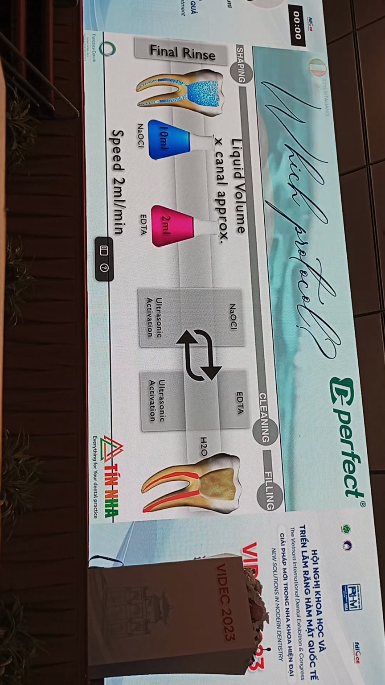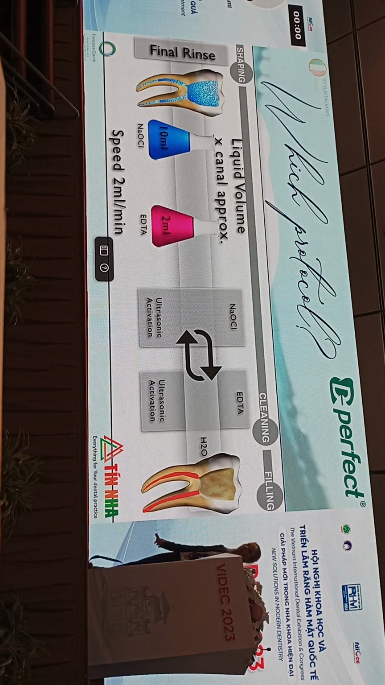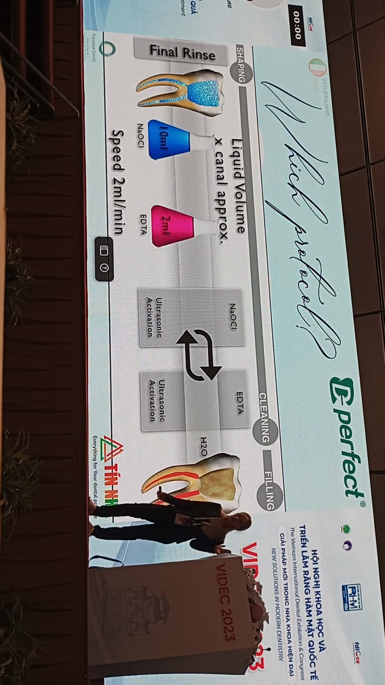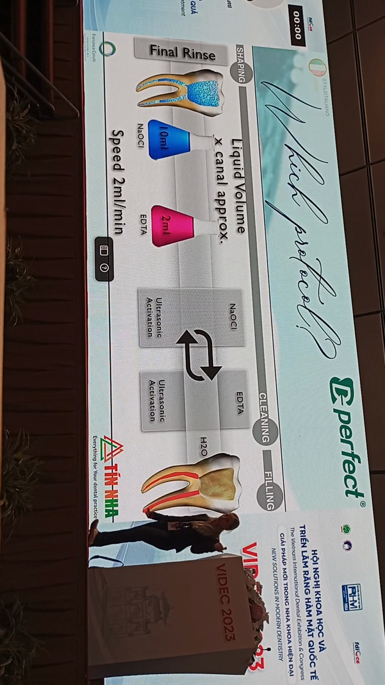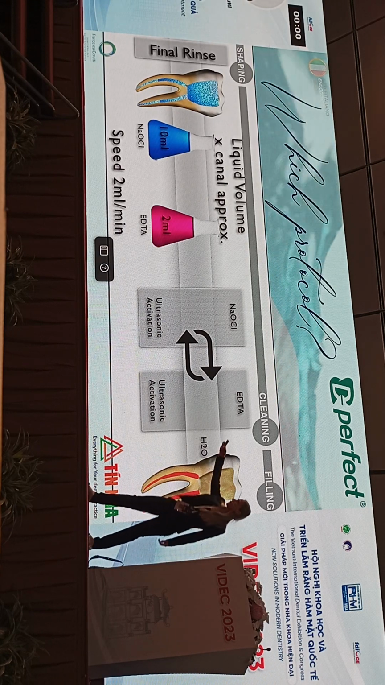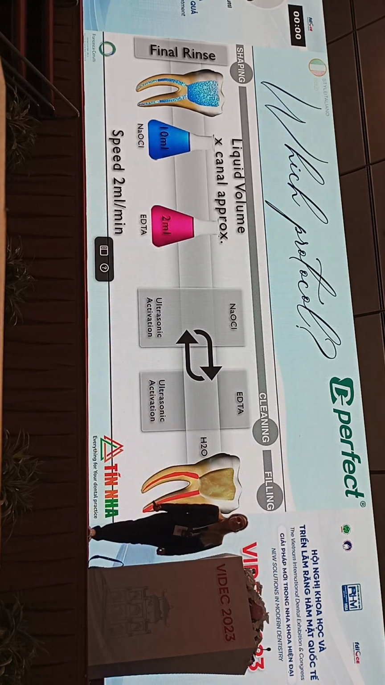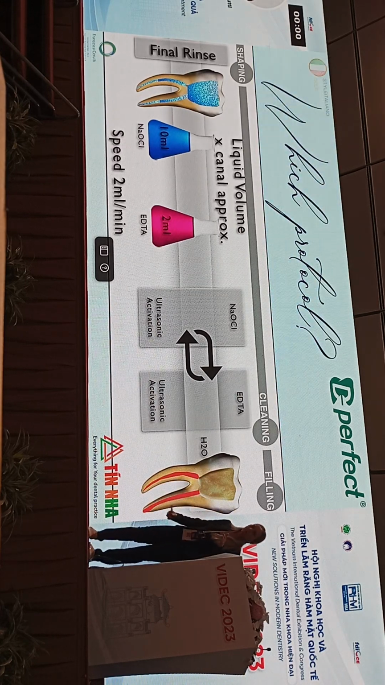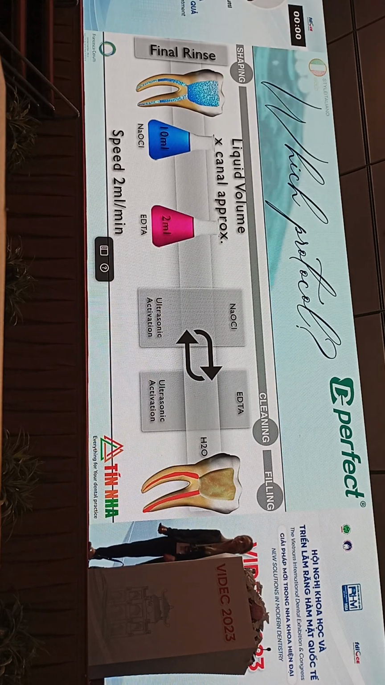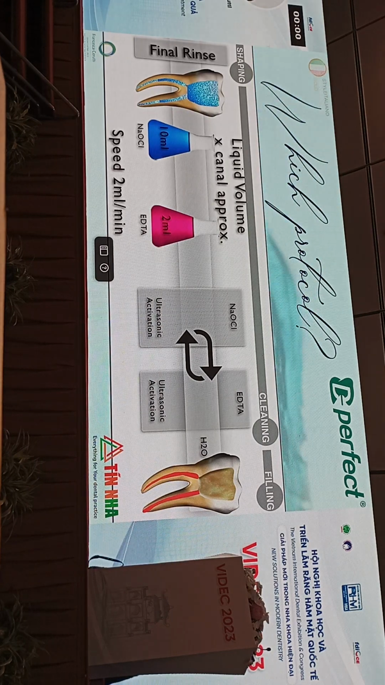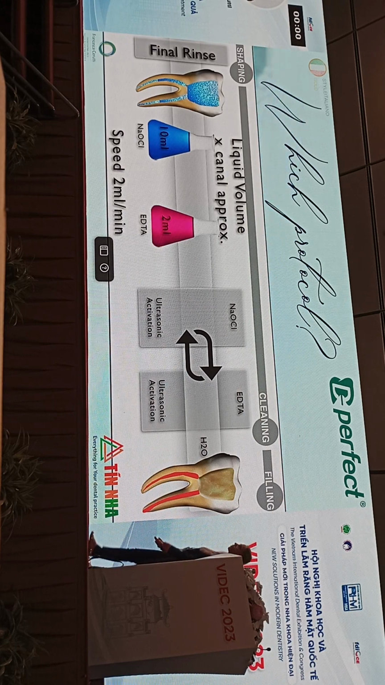And these are the protocols. Once you have finished shaping, you take 10 milliliters of sodium hypochlorite per root canal and you deliver it slowly, drop by drop. And then you rinse with sterile water, 2 milliliters of EDTA. It means that for a molar you spend about 30 minutes cleaning. And this is the minimum, okay? If you want to spend more, spend more.